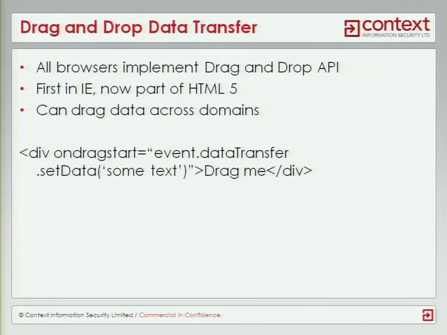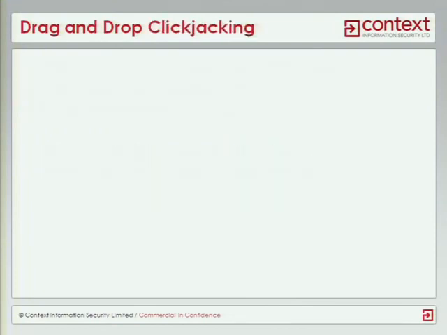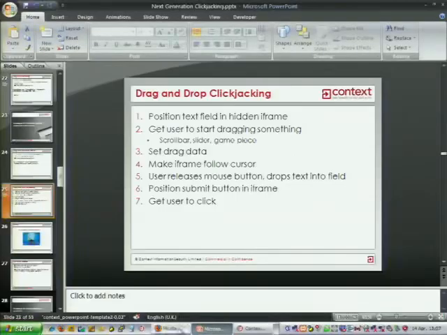So here's just some code that shows how we can use the drag and drop API in a browser. What it says is, when I start to drag this element, associate this data with it, some text, and when it's dropped, that text will be entered into a text field or onto the site. So I'll just show you that quickly.